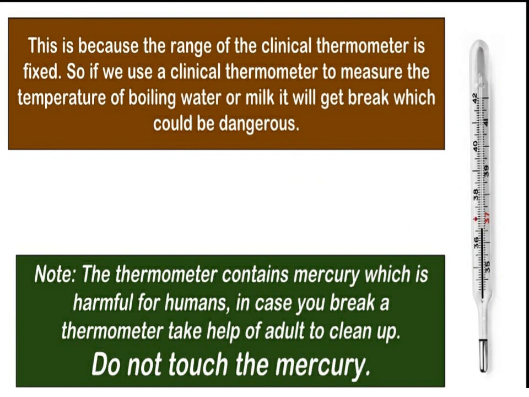This is because the range of the clinical thermometer is fixed. So if we use a clinical thermometer to measure the temperature of boiling water or milk, it will break, which could be dangerous. As you can see in the figure, there is a fixed range of the clinical thermometer starting from 35 and ending at 42. Okay, and you know water boils at 100 degrees. So we cannot measure the temperature of boiling water or boiling milk with a clinical thermometer.